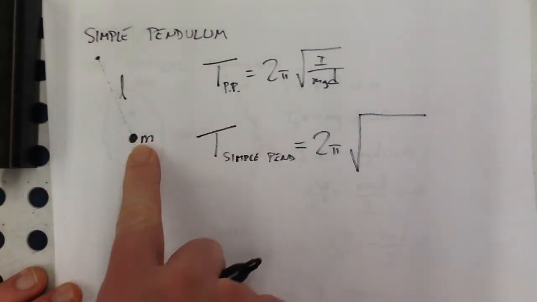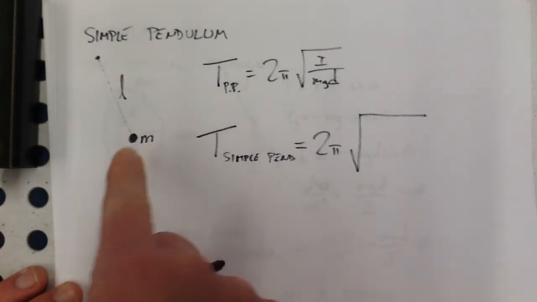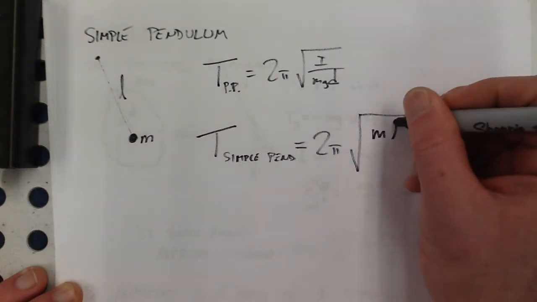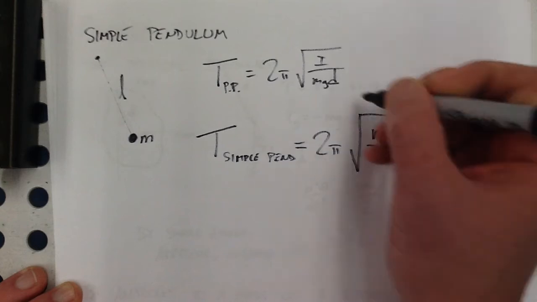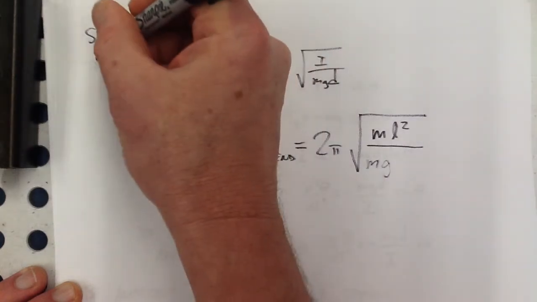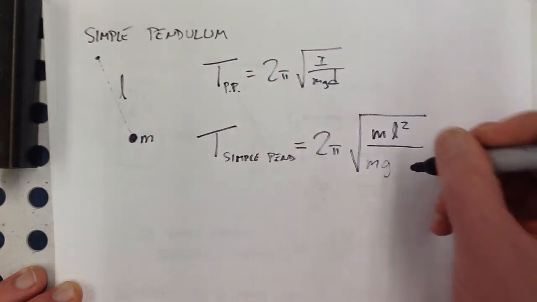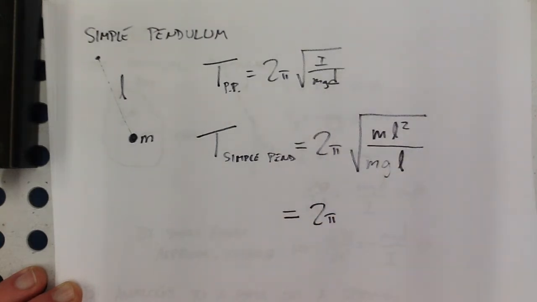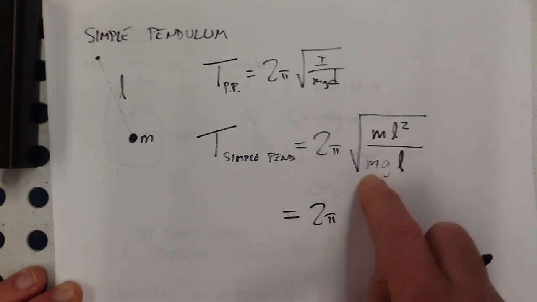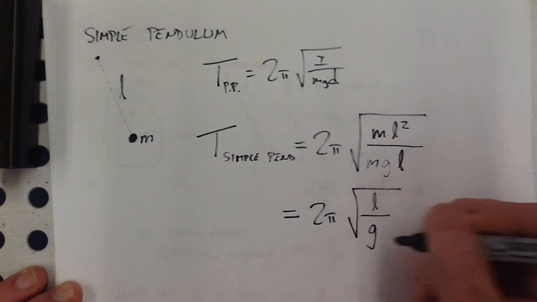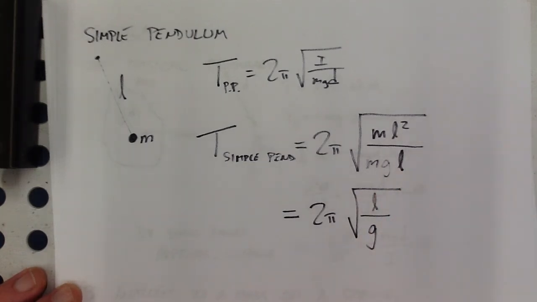with respect to this axis here? Well, it's a point mass, right? All of the mass is there, so it'd just be ml squared, right? It's all of it at that full distance, ml squared. And then on the bottom I've got mg, and then what's the distance from the axis to the center of mass? Well, that's just the length of the pendulum. And that simplifies to the masses cancel out and one of the L's cancels out, so it's 2 pi times the square root of L over g. Cool. That's the period of a simple pendulum.